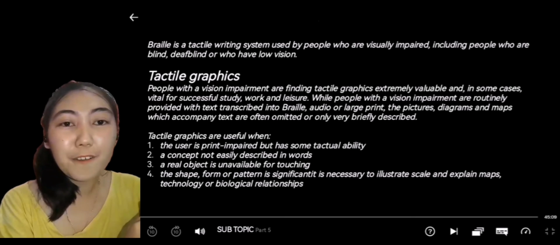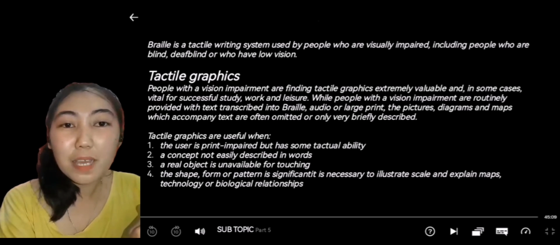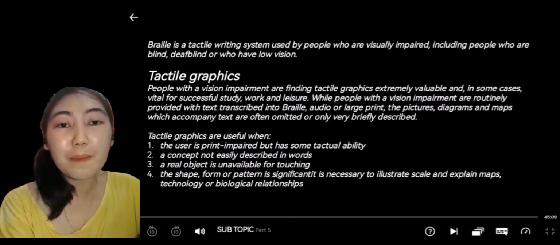And that's the end of my report, and I hope you've learned something about the importance of tactile graphics to a blind person or to a visually impaired child.